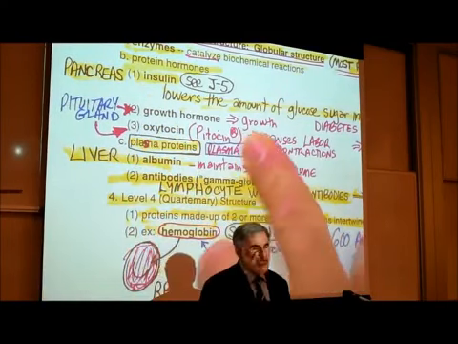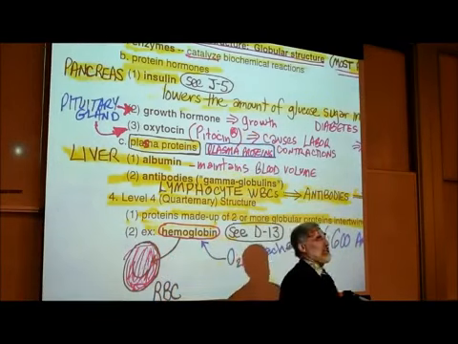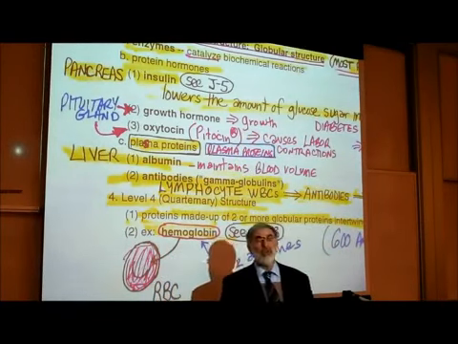What does growth hormone do? Well, it does exactly what its name says. It promotes growth.